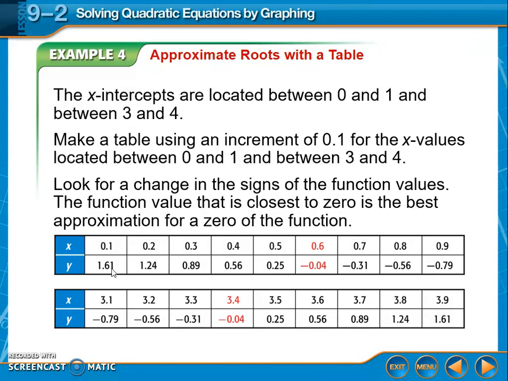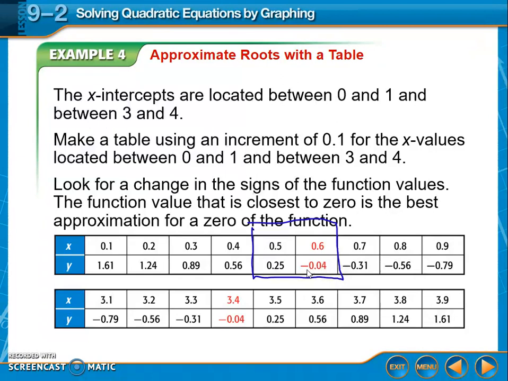So I'm looking to see when it switches from negative to positive. Okay, so these are all positive answers, and then all of a sudden they're negative. That means it's crossed over the x-axis. You went from positive to negative. So somewhere in this region, it switches.